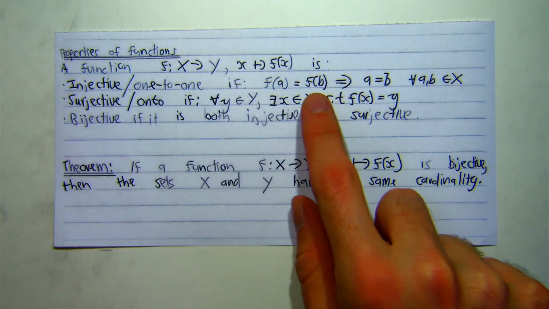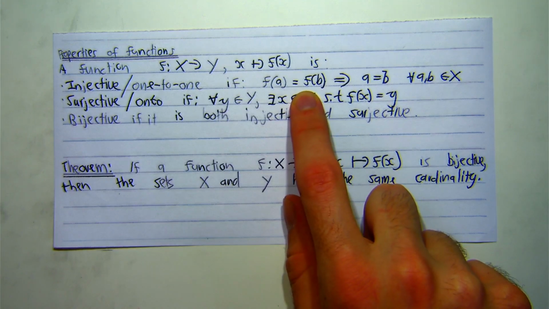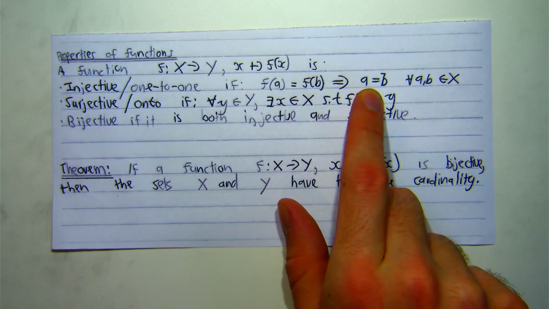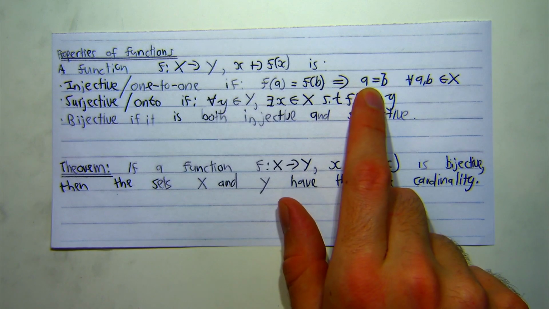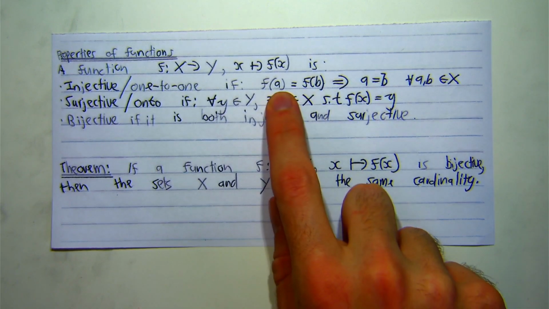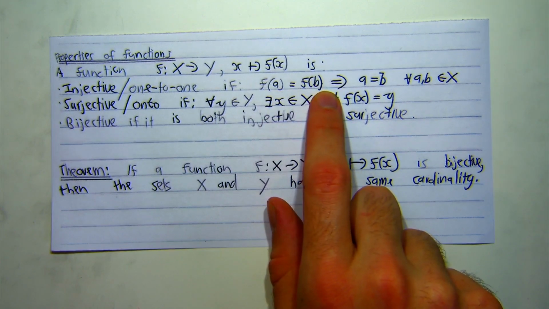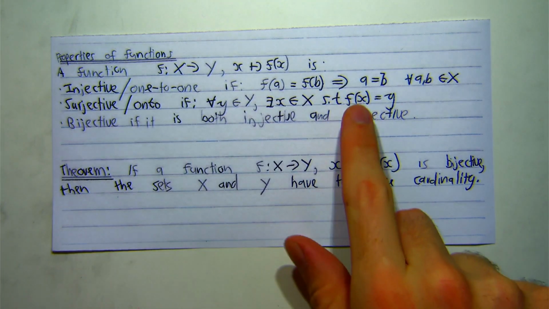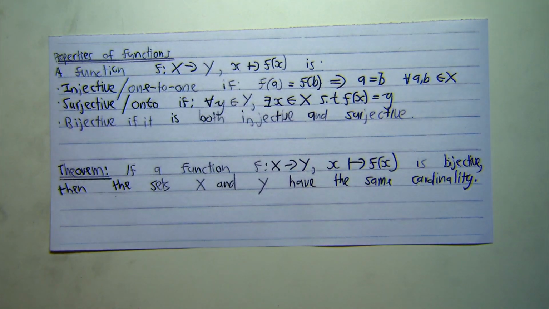So for injective, a function f is injective if f of a equals f of b implies that a is equal to b. So I'll give you a quick example of a function that's not injective. It's the squared function on the real numbers, because f of 2 is equal to 4, but f of -2 is also equal to 4, because both of those numbers squared is equal to the same thing. And so that would violate this definition, as clearly 2 and -2 is not the same.